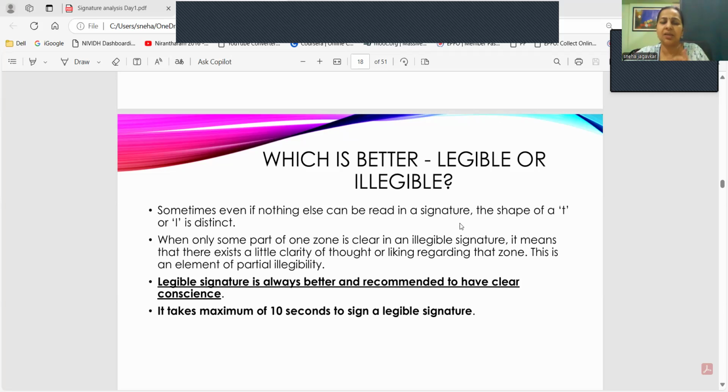Irrespective of whether you sign a clear signature or an illegible signature, it's going to take the same amount of time. Now, you might ask me this question, ma'am, but if we sign clearly, there are chances of forging of our signature. Now, for this particular part, I do have an answer.